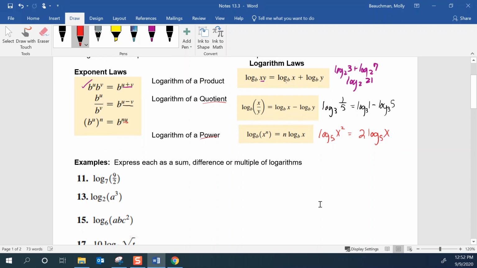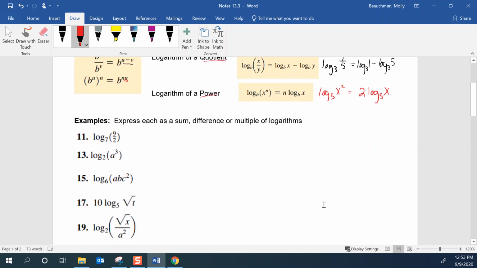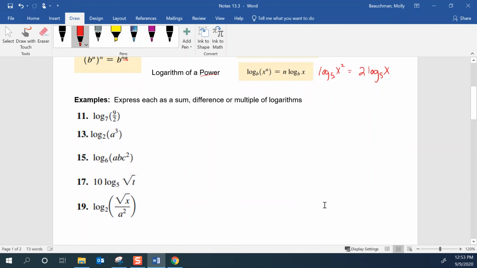Number 11 is a quotient. So we're going to use the second property. So the log base 7 of 9/2 would be the log base 7 of 9 minus the log base 7 of 2. So that's it. We're just re-expressing it as a sum, difference, or multiple. Number 13, we start off with log base 2 of a to the third. That's a power to a power, so we're going to use the third property. So we multiply the power in the front, 3 times log base 2 of a.